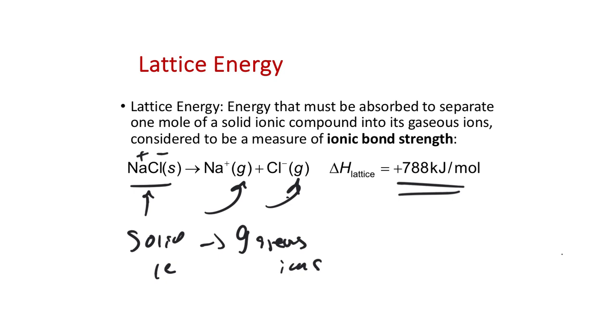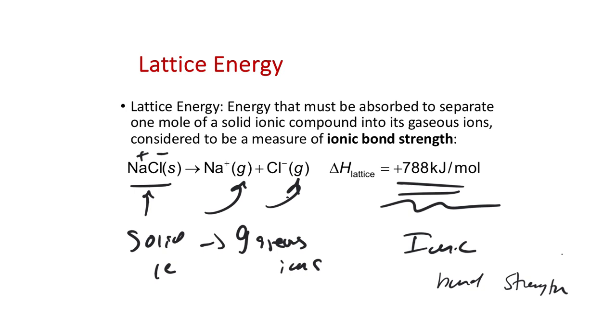Why gaseous? So that the ions are far away from each other, and so there's no interactive forces between the ions. And so this is going to give you a measure of our ionic bond strength. It's telling you how strong that ionic bond was because it's telling you how much energy it takes to separate those atoms. So it's 788 kJs per mole. So that's a lot of energy. It takes a lot of energy to separate those ions.